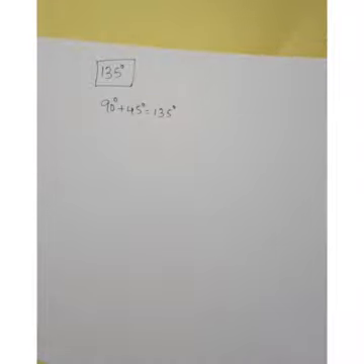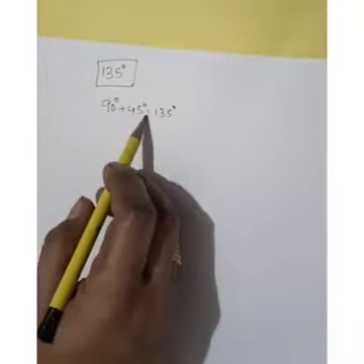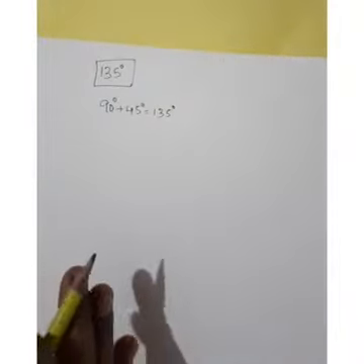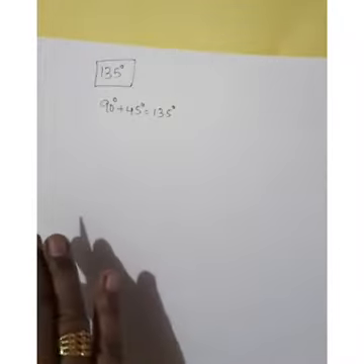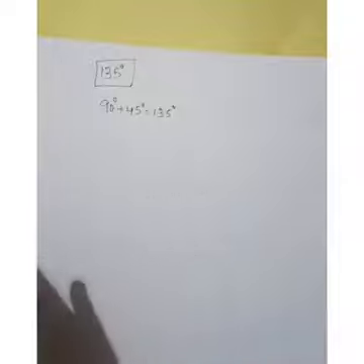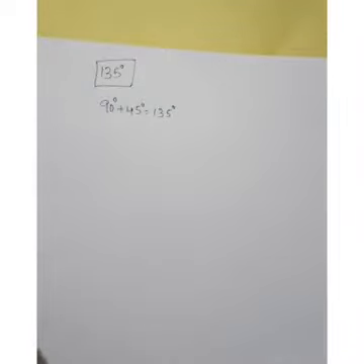Now 135 degree. 135 means 90 plus 45. 90 plus 45. So first you want to construct 90. Then after that 45 we want to construct. For getting that 45, you need to construct a 90 again. That means together 90 plus 90, 180. Then after 90 and 180, that gap you have to construct a bisector to get that 45 degree.